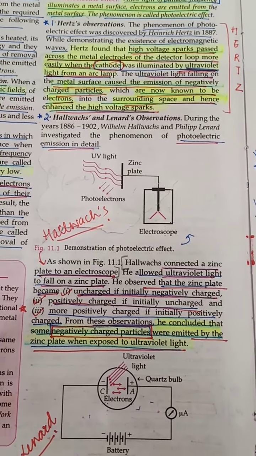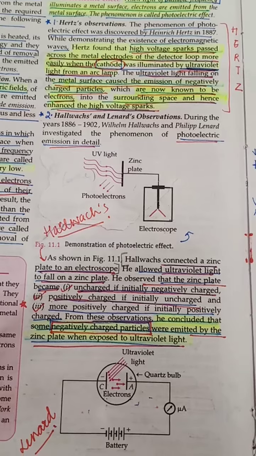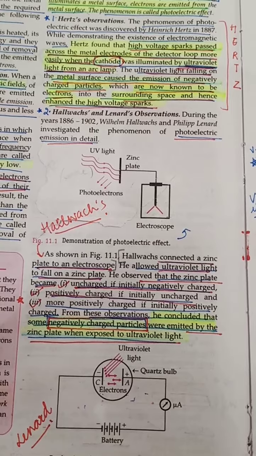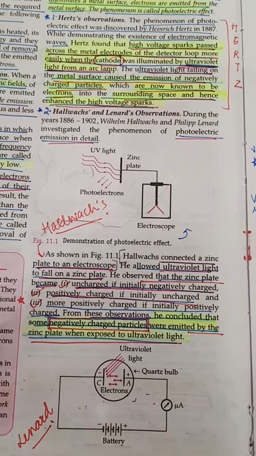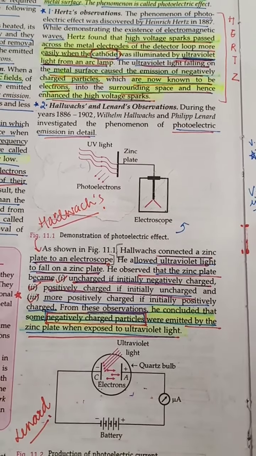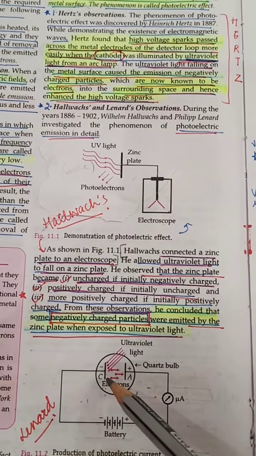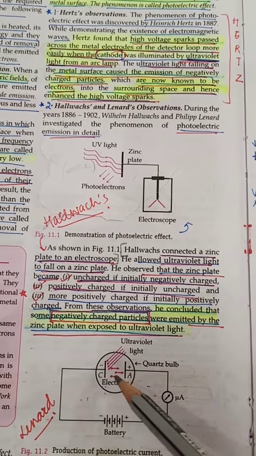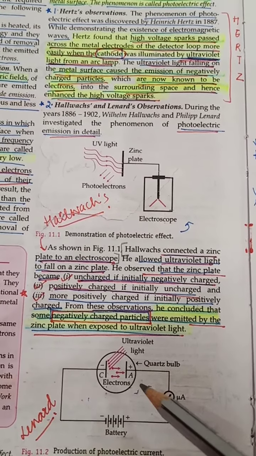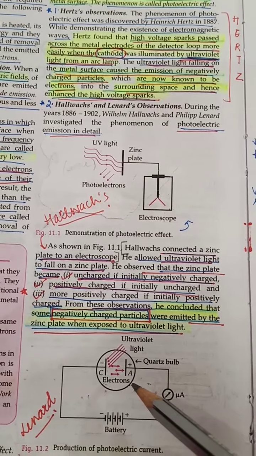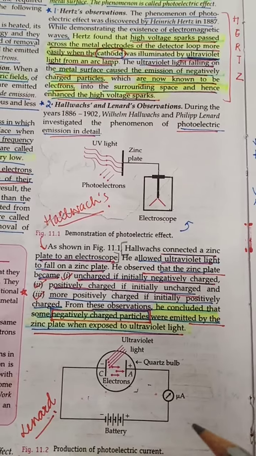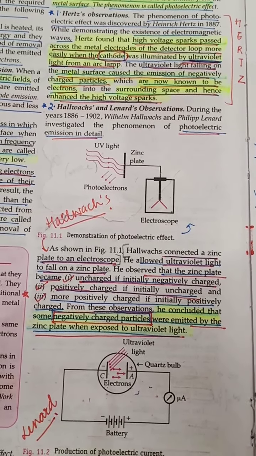According to the scientist J.J. Thomson, in 1897, he discovered that these negatively charged particles are called electrons or photoelectrons. In 1900, Lenard argued that when UV light is incident on the emitter plate, it causes emission of electrons from its surface. These electrons are further attracted by the collector plate, that is A. So the circuit is completed and the current flows. This current was called photoelectric current.